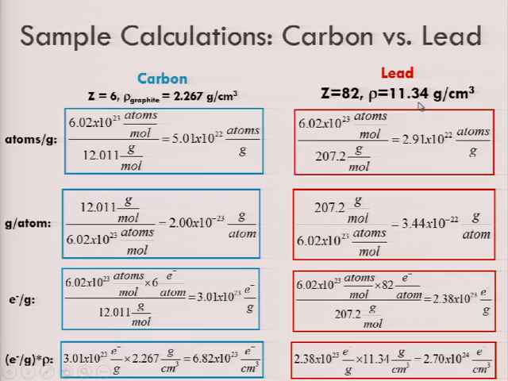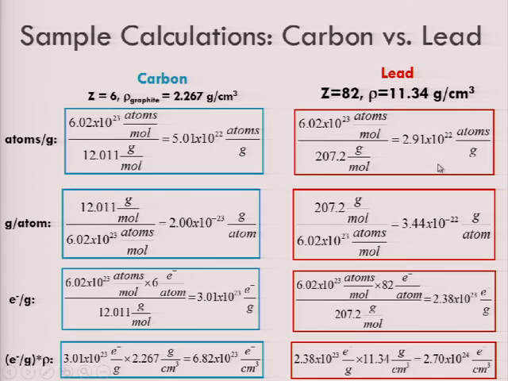So if we look at atoms per gram, and I go through, and here I've kept the units, so you can see how everything cancels. I end up with 5 times 10 to the 22nd for carbon, and for lead, I end up with a smaller number of 2.91.